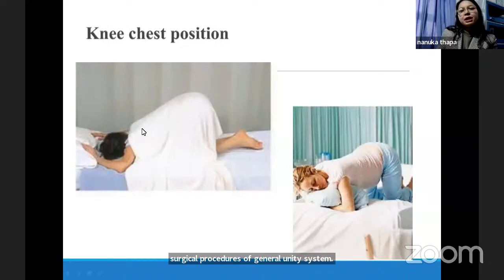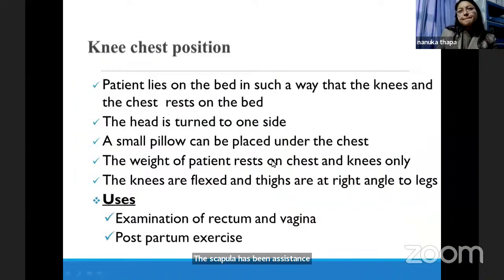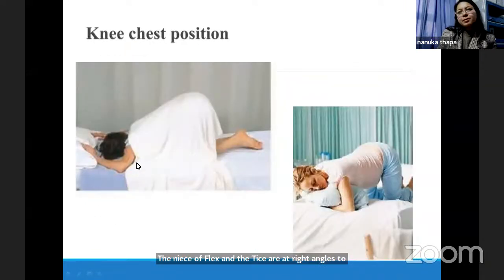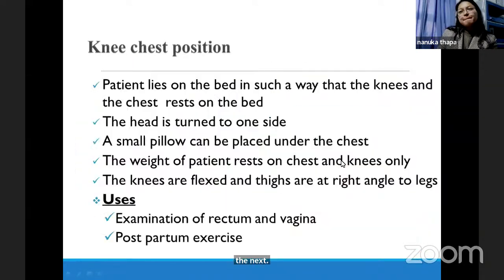As we can see, the patient lies down in this manner. The scapula has been assisted. So the patient lies in the bed in such a way that the knees and the chest rest on the bed. The head can be turned to one side. A small pillow can be placed under the chest, and the weight of the patient rests on the chest and knees only. So the abdomen is free. The knees are flexed and the thighs are at right angles to the legs. So we can see in this manner.